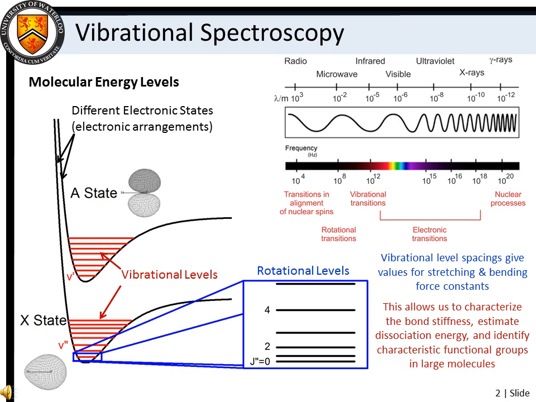Vibrational transitions usually occur in the infrared region of the electromagnetic spectrum, and for this reason, vibrational spectroscopy is often called infrared spectroscopy. Vibrational energy level structure is determined by the force constants of vibrational motions, bond stretches, and angle bends and torsions. Thus, IR spectroscopy facilitates determination of bond strengths and allows us to identify functional groups in molecules.